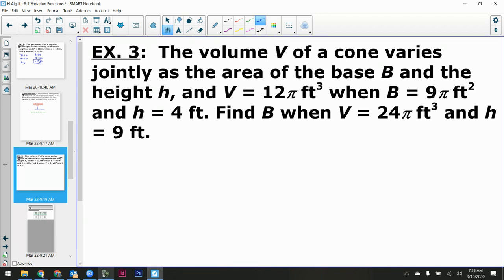All right. Shh. The volume V of a cone varies jointly as the area of the base B and the height h. Try to write your equation. Just try to write your equation. You don't have to solve for k yet if you don't want to. If you want to, go for it.